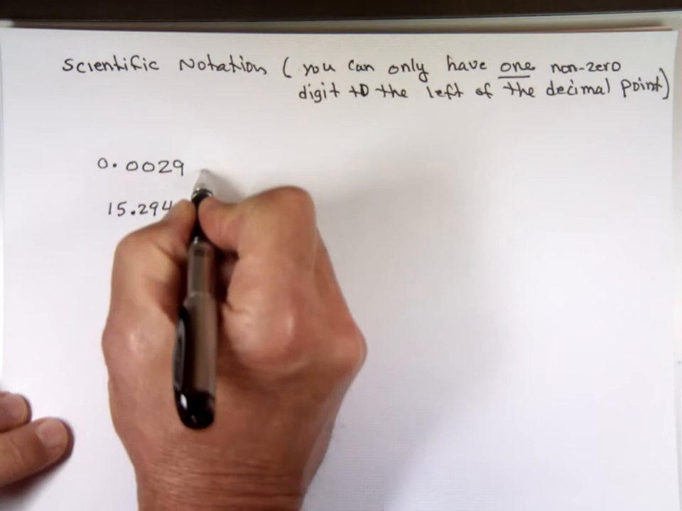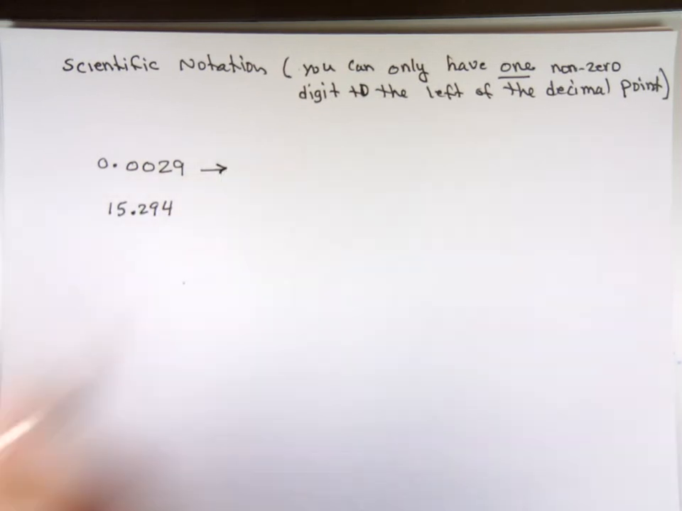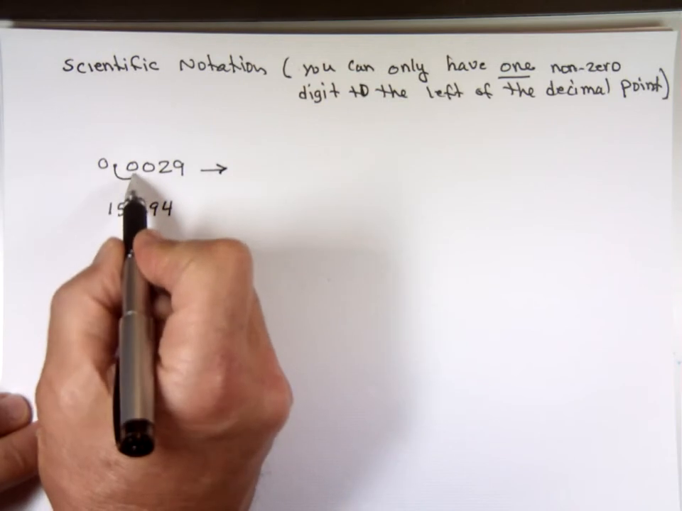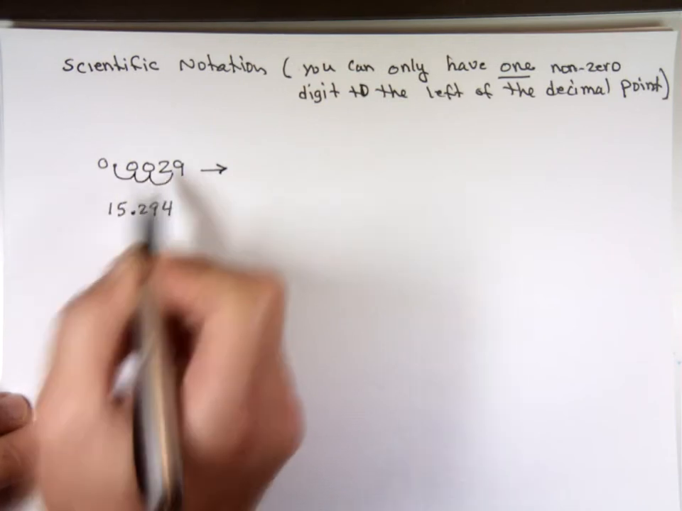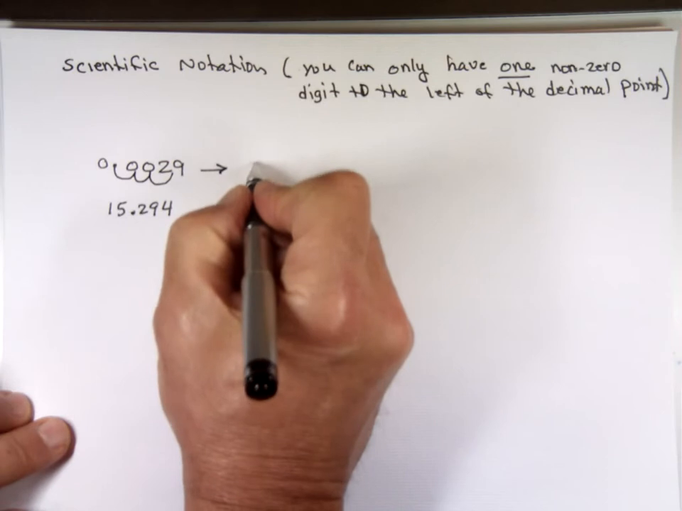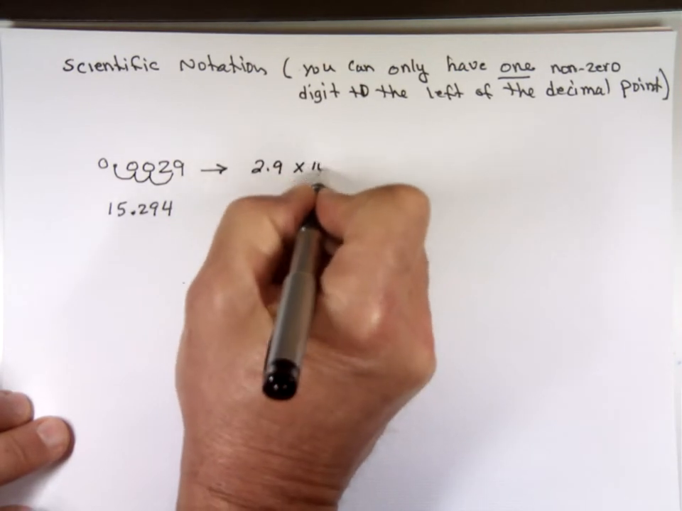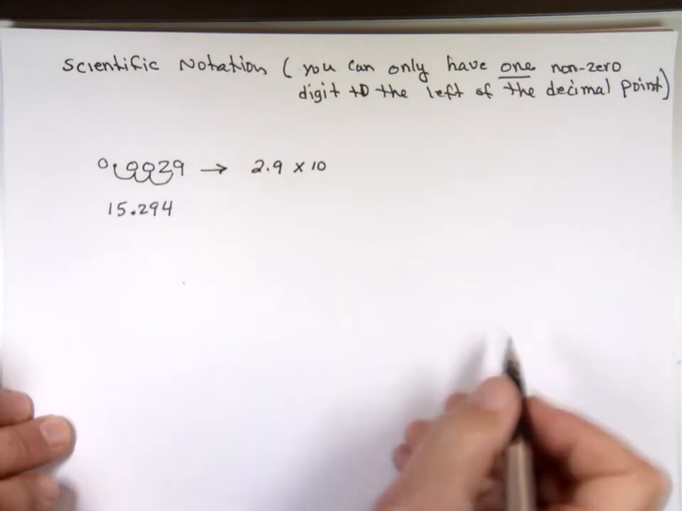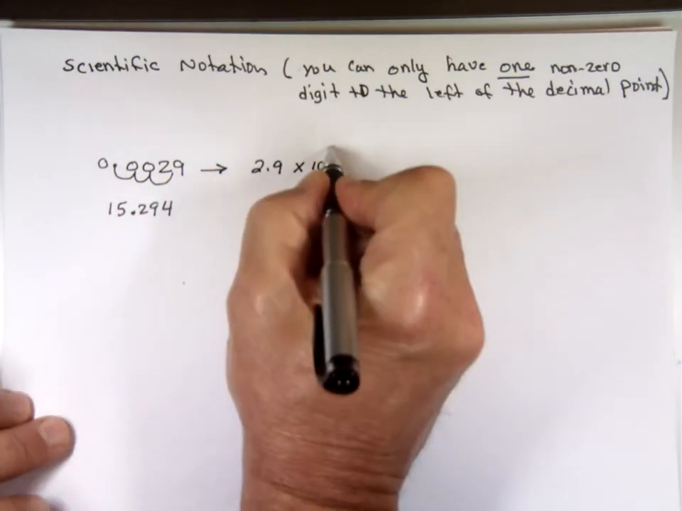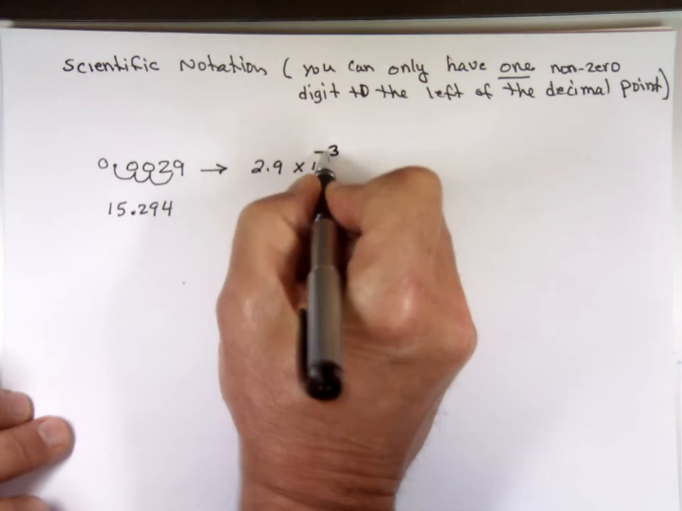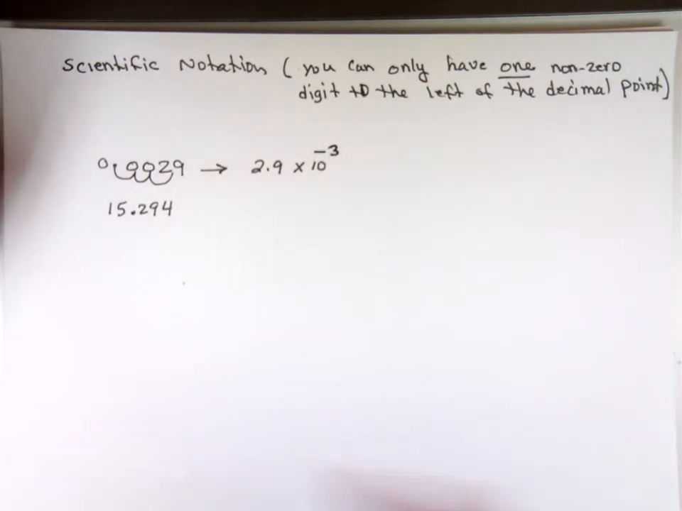So how do you change this to scientific notation? You will have to move the decimal point how many places here? 3. 1, 2, 3. So that becomes 2.9 times 10 to what power? How many places you moved it to the right? 3. That's plus 3 or minus 3? Minus 3. When you move it to the right, it's a minus. When you move it to the left, it's a plus.